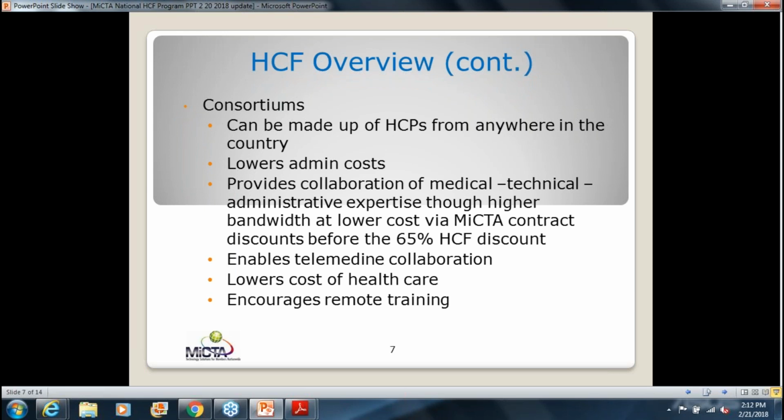Consortiums can be made up of HCPs from anywhere in the country. It lowers the administrative cost. It provides collaboration of medical, technical, and administrative expertise through higher bandwidth at lower cost via MiCTA discount contracts that they would utilize. And then on top of that, they would get 65% funding under this program. And it enables telemedicine collaboration, lowers the cost of healthcare, encourages remote training.